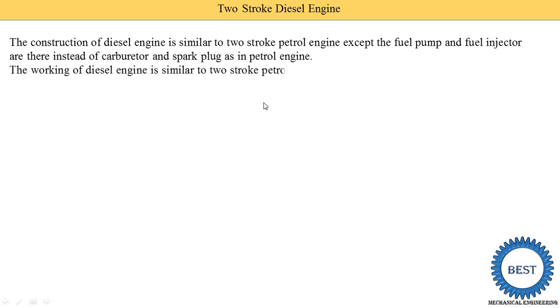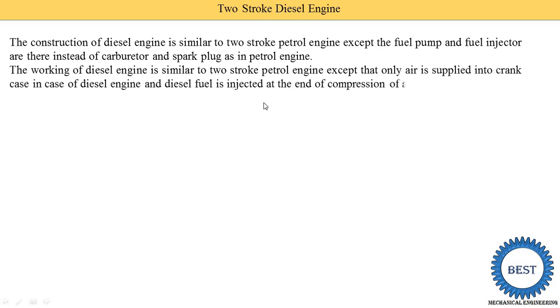The working of a diesel engine is similar to the two-stroke petrol engine except that only air is supplied into the crankcase in the case of a diesel engine, and the diesel fuel is injected at the end of compression of the air. Means in a petrol engine we supply the mixture of air and petrol through the inlet ports, and then this mixture of air and petrol is supplied into the crankcase. But in a diesel engine we only supply the air into the crankcase, okay, and the diesel is sprayed at the end of the compression stroke. In a petrol engine, at the end of the compression stroke, the spark is provided by the spark plug.